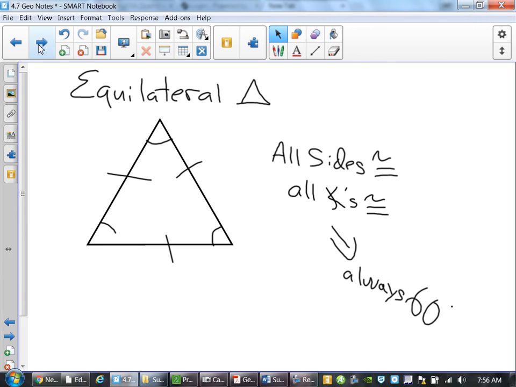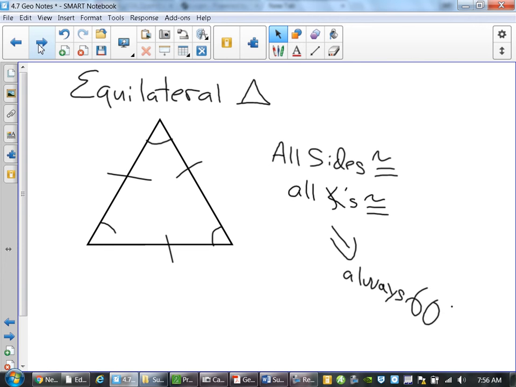You're probably never going to be given an equilateral triangle. Isosceles is more common. This is just a definition. You know this, I hope. An equilateral triangle just basically states the fact that all sides are congruent and all of your angles are congruent. And if all of your angles are congruent in an equilateral triangle, that means that all of your angles will always measure 60 degrees.